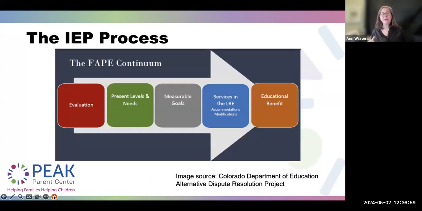So I want to just highlight some IEP principles, not getting into the details, but this is an image that I like. It's from the Colorado Department of Education's Alternative Dispute Resolution Project. And it gives a diagram of the big picture steps in the IEP process. It always starts with an evaluation. That's how you become eligible. You have a reevaluation every 3 years. And every year we're really looking at evaluation data. And you use that information to develop the present levels and needs, which I'll talk about more. And then we develop those measurable goals. Then we figure out the services in the LRE, including accommodations and modifications. And this is all to work toward educational benefit.